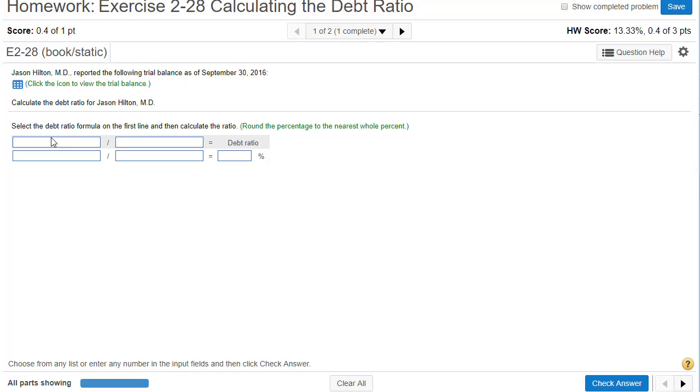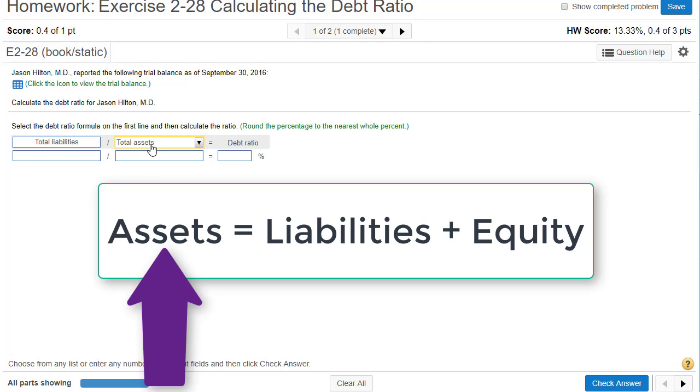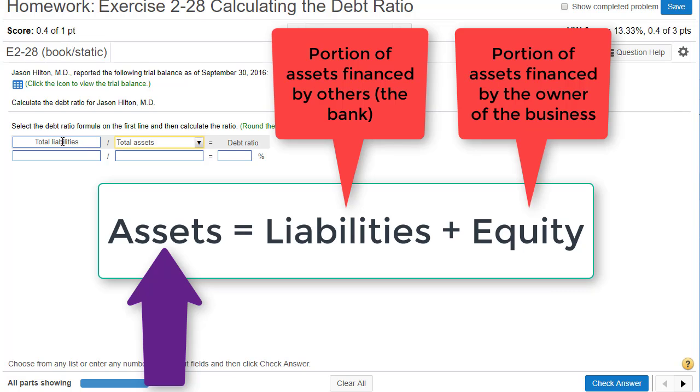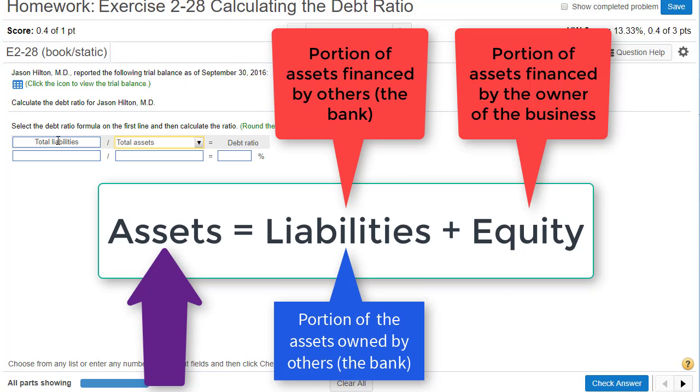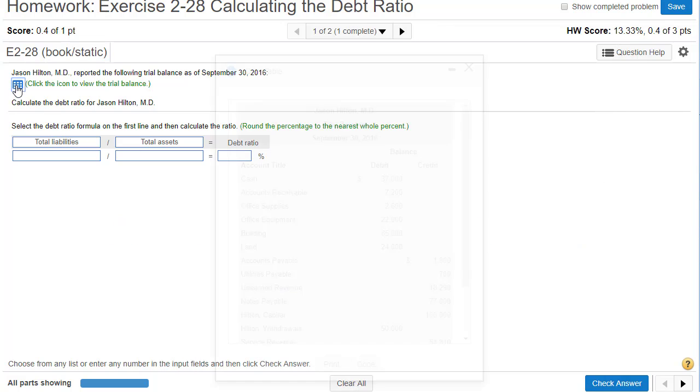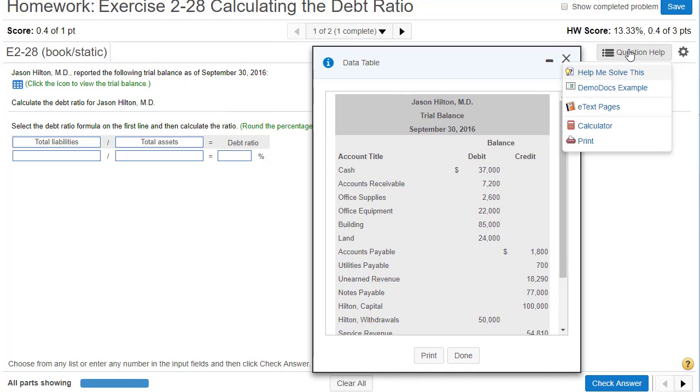All right, so our first task is we need to know what the formula is. The formula is total liabilities divided by total assets. So remember, assets are either financed by others, like the bank, which means liabilities, or they're financed by the owner. In other words, part of the assets are owned by the bank or others, and part of the assets are owned by the owner. So we're trying to figure out what percentage of these assets are owned by others, in other words, the bank. So we first need to calculate our total liabilities.